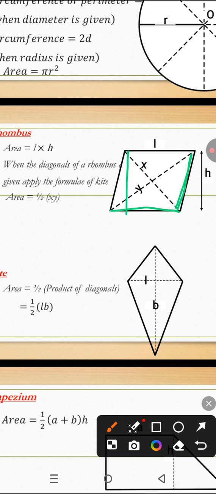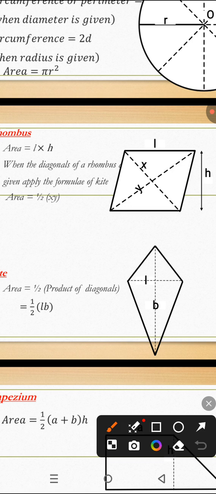So it can be this one, right? Or it can be given to you here. So when it's given to you, use it. So it becomes length times perpendicular height. Simple, as you can see here. But if it's not given to you, you know the rule already. You use the diagonals, right? So using the diagonals becomes x times y.